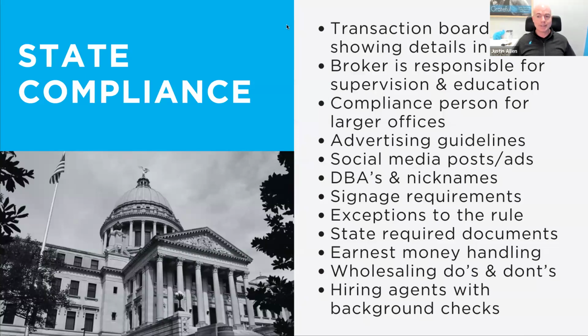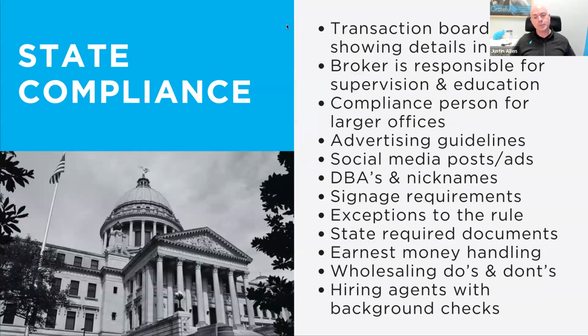Another thing we're talking about is advertising guidelines. We just talked about that a little bit before. But social media posts and ads, that's something else we go over. DBAs and nicknames. The DBAs, I find interesting too. A lot of people maybe don't know this, but let's say everybody knows you as Jim Johnson, and your actual name is James Johnson on your license. You have to market yourself as James Johnson unless you file for a nickname with MREC for Jim to be put on your license. Then you can use Jim Johnson.